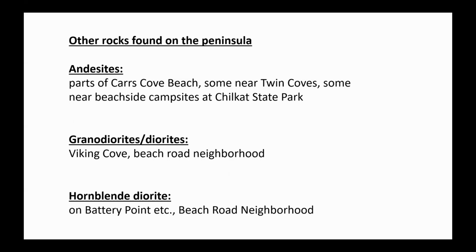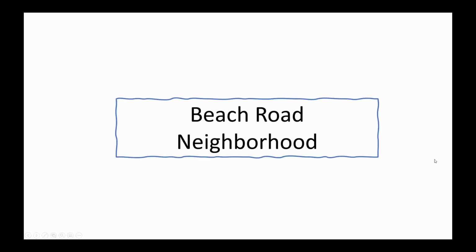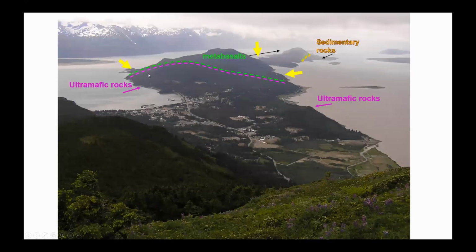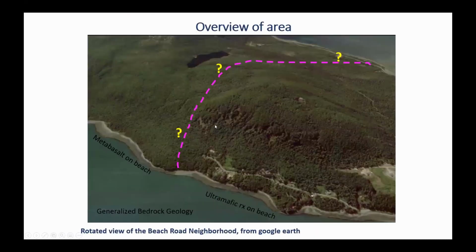Okay, so now, here's a summary of the other rocks found on the peninsula. If you're interested, you can take a snapshot of this. Okay, let's now look at the Beach Road neighborhood. So that's right over in here, and mapping shows that it's ultramafic rocks. Here's the contact, or a guess of where the contact is. So here's Beach Road, there's the trailhead there.